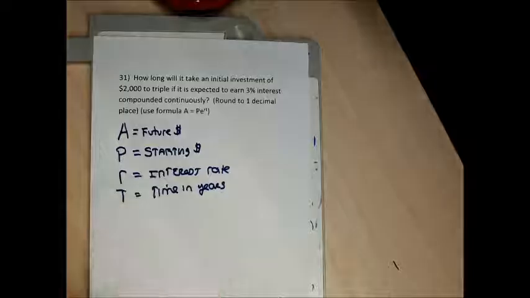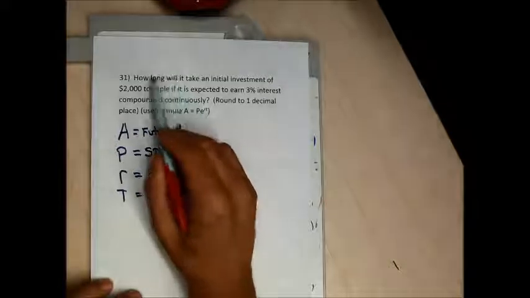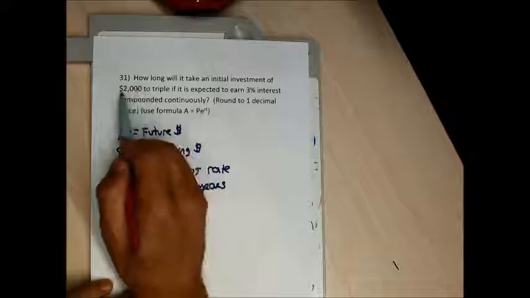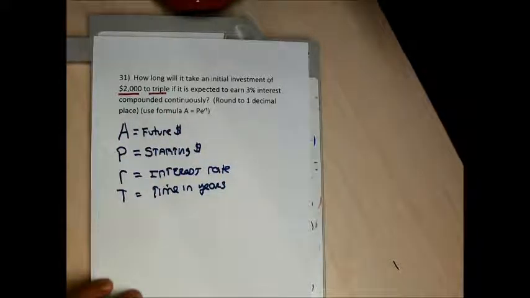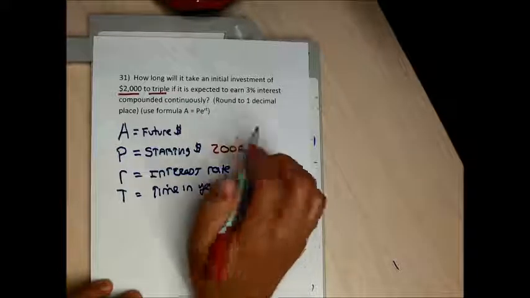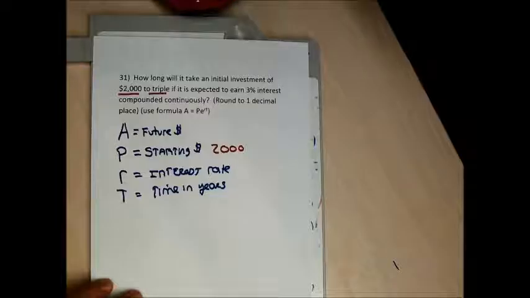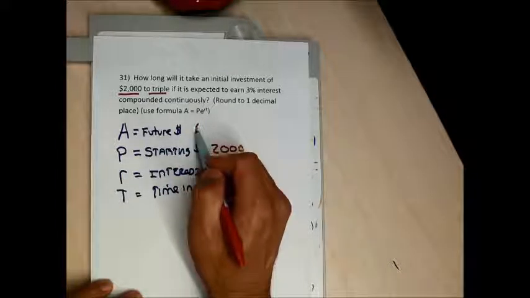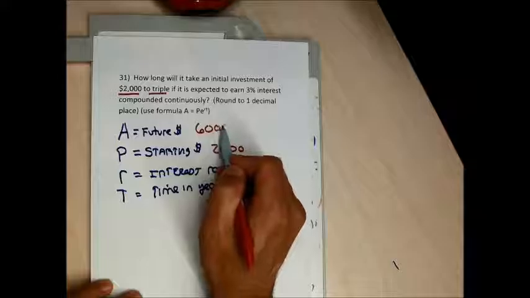As I go through this problem, the words or the numbers are going to give me amounts for 3 of the 4 letters, and I need to solve for the unknown. So as I read through this problem, how long will it take an initial investment of $2,000 to triple? $2,000 is the initial amount of money, so it's the starting amount of money. I want to triple $2,000 in the future. I'm going to multiply 2,000 by 3 and get 6,000 for the future amount of money.